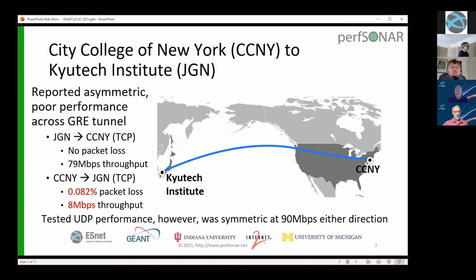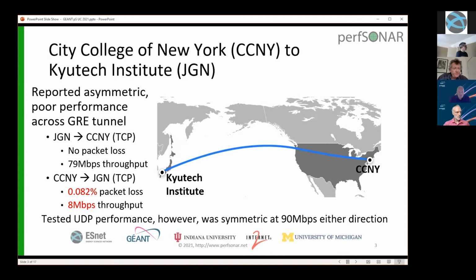What was interesting, though, is before we even set up perfSONAR, they reached out to the EPIC group, which I'm a part of, which deals with these kinds of network issues and basically acts as a center for coordination among different groups that are necessary to solve these large multinational, international transfers. So on a lark, we said, hey, go ahead and test UDP performance just for laughs. Turns out UDP wasn't affected. Very symmetric performance, basically 90 megabits either direction.